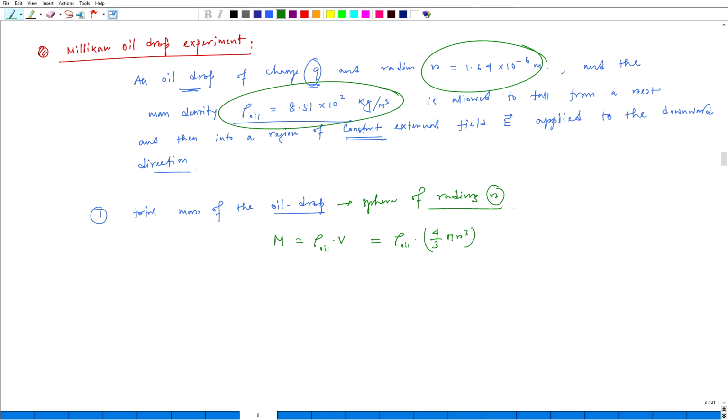Now we substitute the values: 8.51 times 10 squared, times 4 pi over 3, times 1.64 times 10 to the power minus 6, cubed. Using SI units, the mass unit is kg. This becomes 1.57 times 10 to the power minus 14 kg.